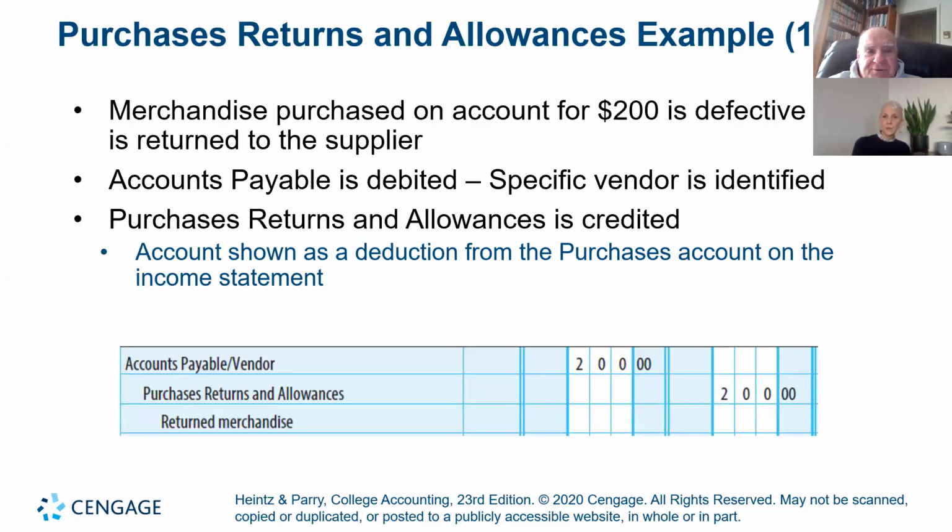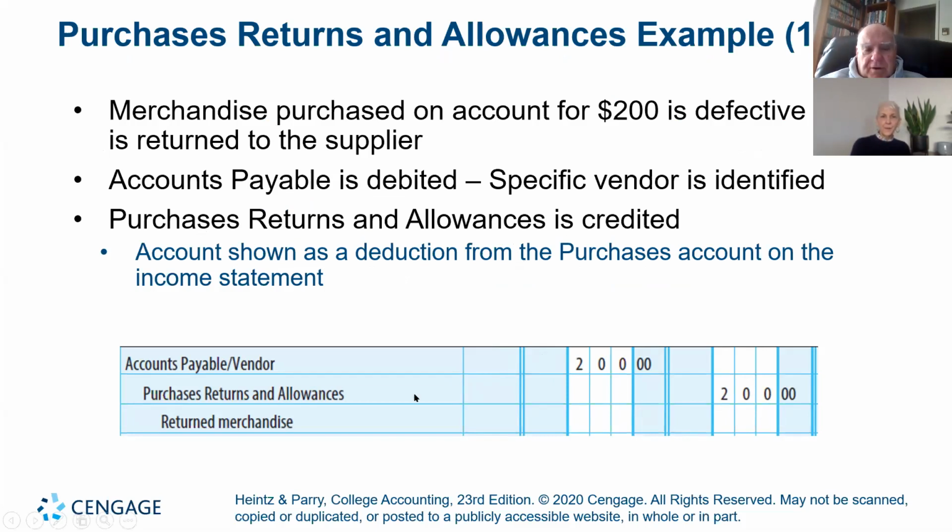Purchase returns and allowances. $200, we bought something, it was defective, we returned it. Well, when we return it, we no longer owe the $200, right, Lori? We had credited $200 when we bought it. So we don't owe that money anymore. We debit $200 accounts payable.